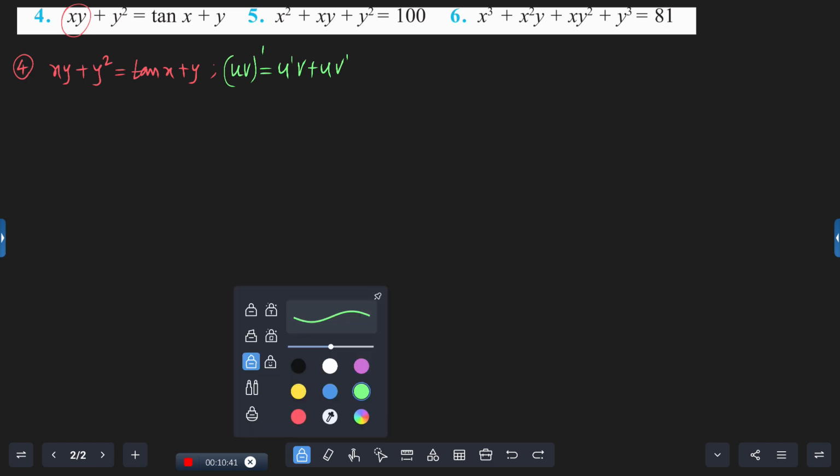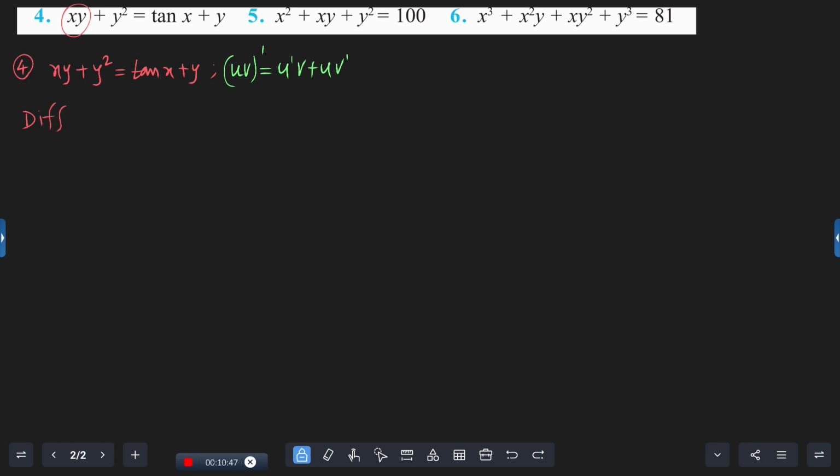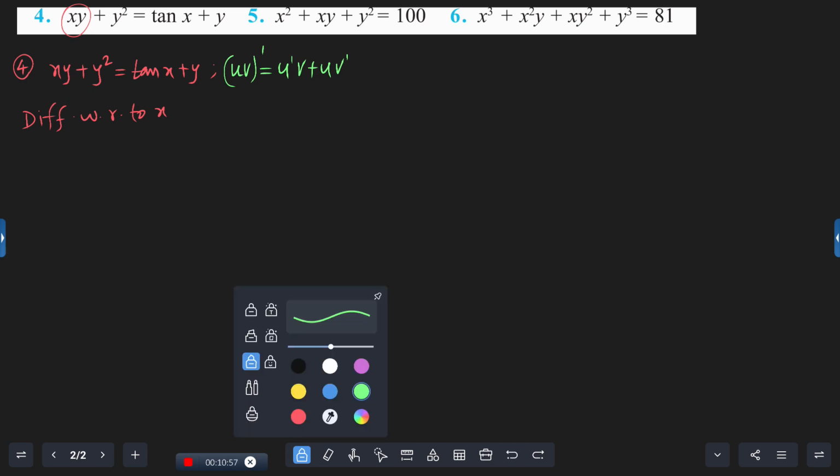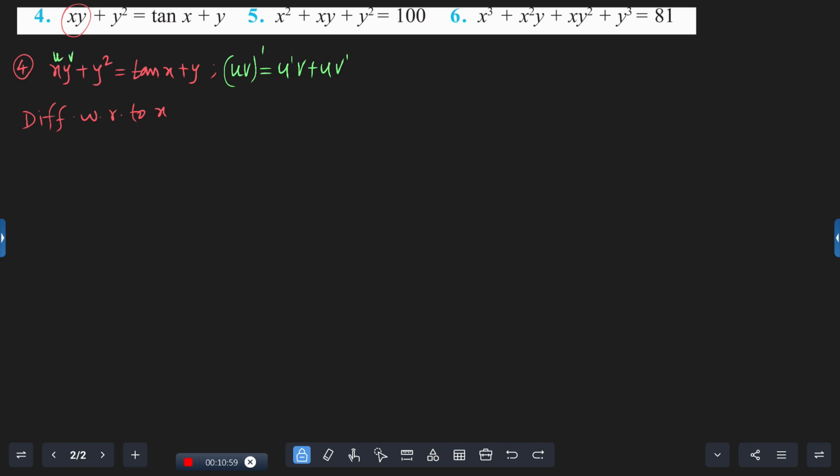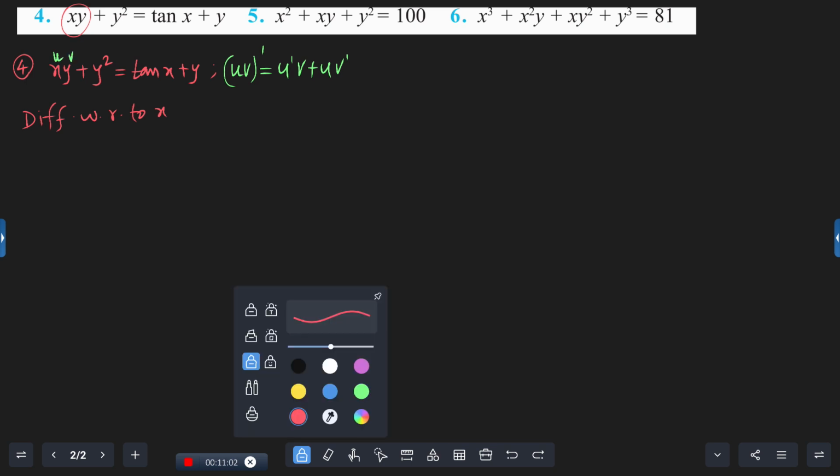This is the formula I'm going to use in this. Listen carefully. Differentiate with respect to x on both sides. First, xy: when you differentiate, what will you get? Listen carefully. x is u, y is v.